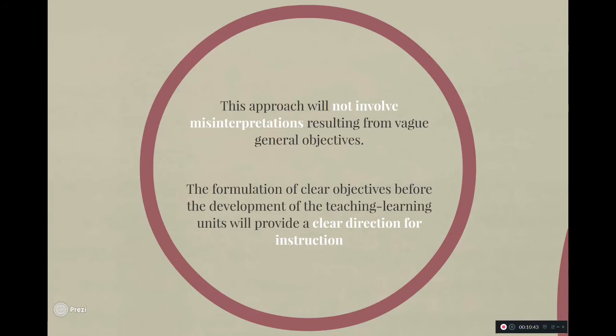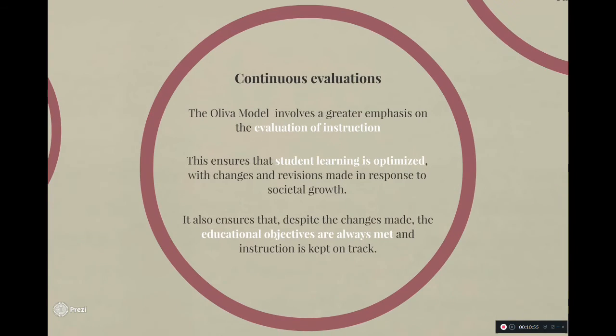And unlike the Tabo rationale, the formulation of clear objectives before the development of teaching learning units will provide a clear direction for instruction, ensuring that all objectives are addressed. The Olivia model involves a great emphasis on the evaluation of instruction. This ensures that student learning is optimized, with changes and revisions made as needed.